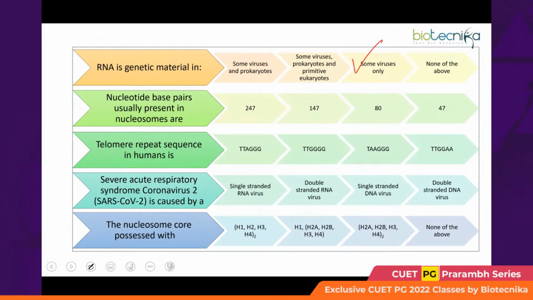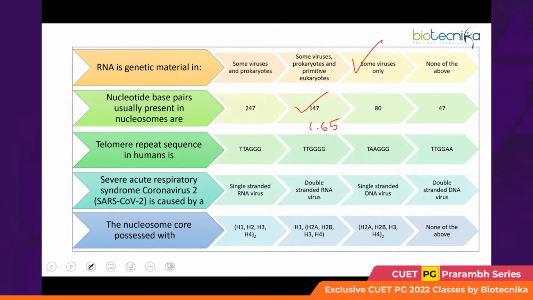Next, nucleotide base pairs usually present in nucleosome are 147. Okay, these fact-based questions can be asked. All right, and also how many turns it takes. So it will be 1.65. So these fact-based questions you should remember.